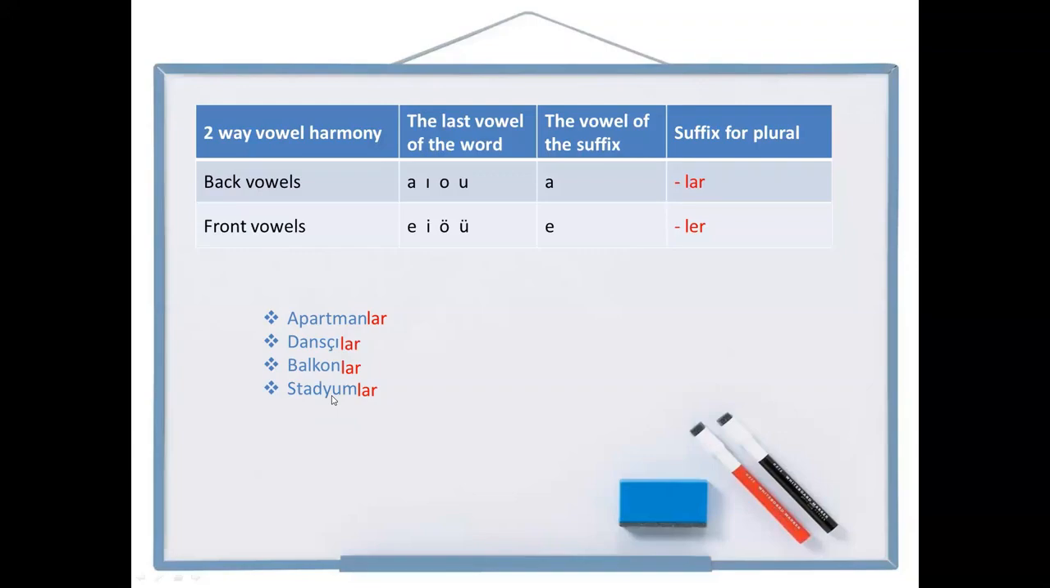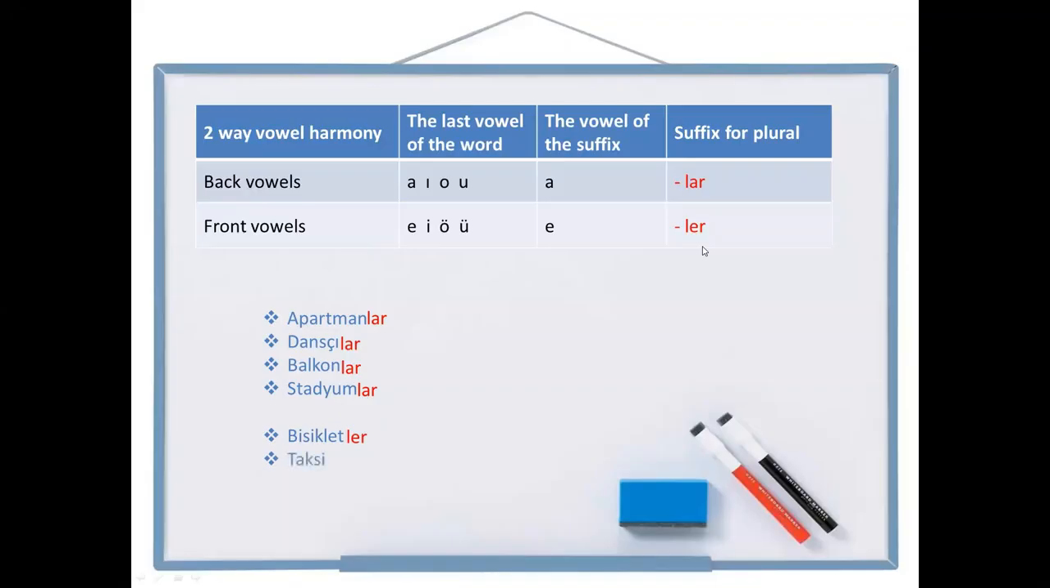Let's take a look at this one. Bisiklet, bicycle, bisiklet. I want to make it plural. I take a look at the last vowel. It is E. E is a front vowel, so it has to be ler, because ler has a front vowel, a specific front vowel, E in it.